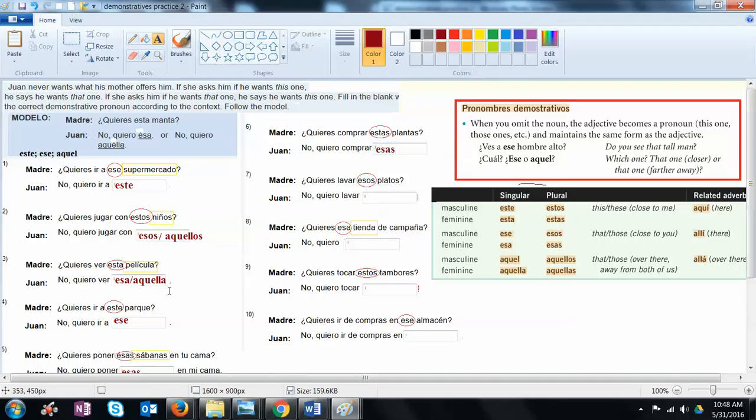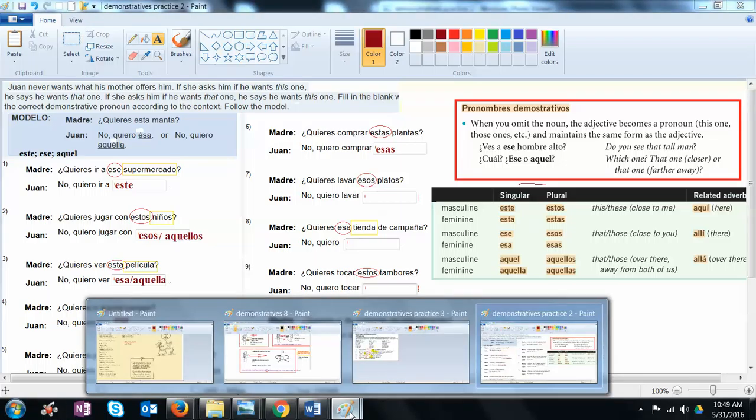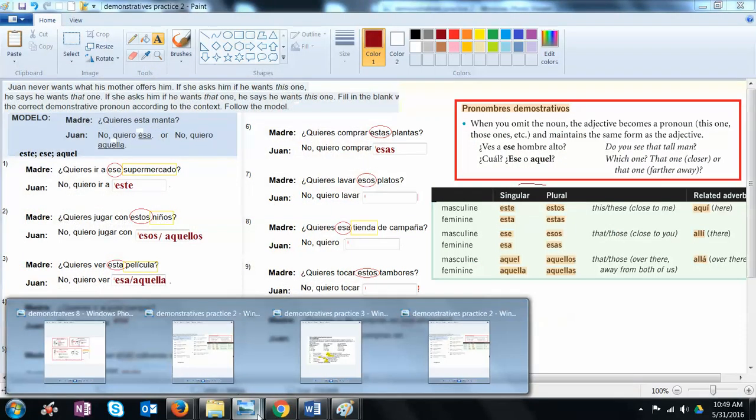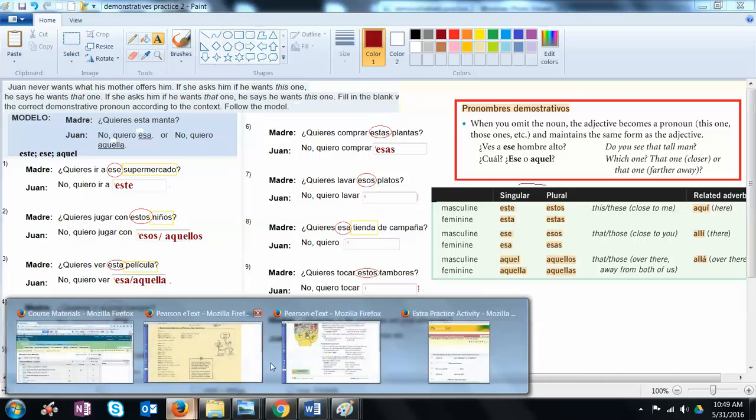Okay. So then let me also show you one other. Wait a minute, where is my? Okay.